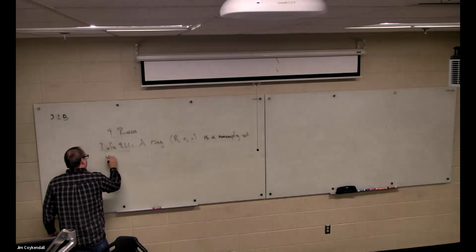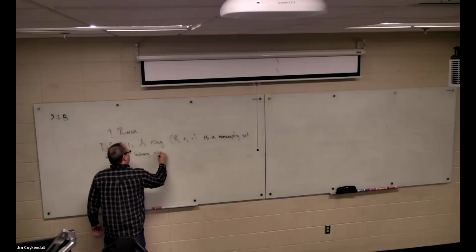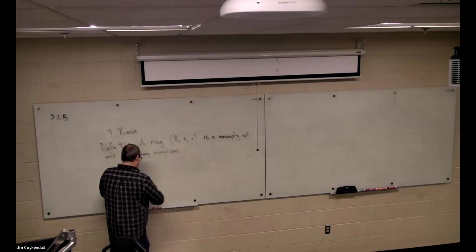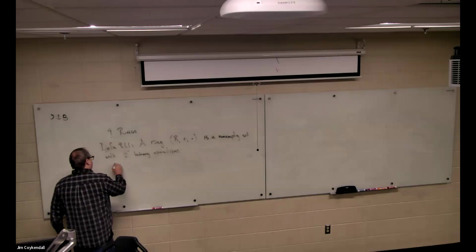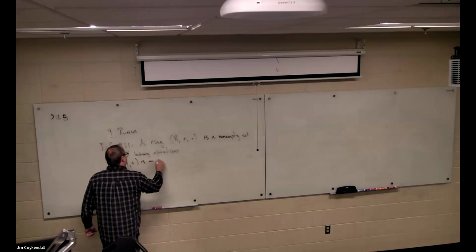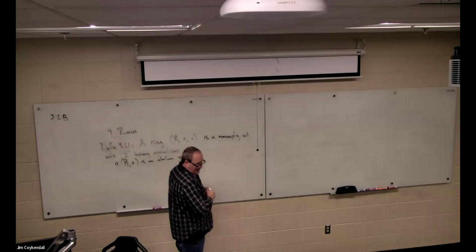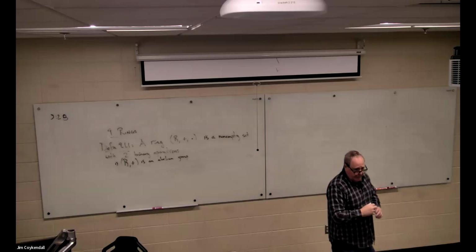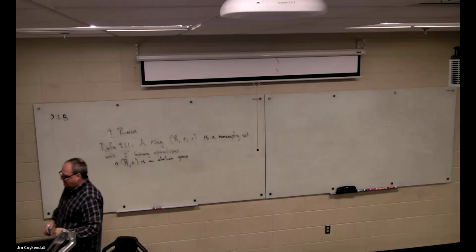Two binary operations. We call these usually plus and multiplication, or multiplication and addition, such that number one, under the operation of addition, R is an abelian group. Okay, so this is an old familiar friend here.